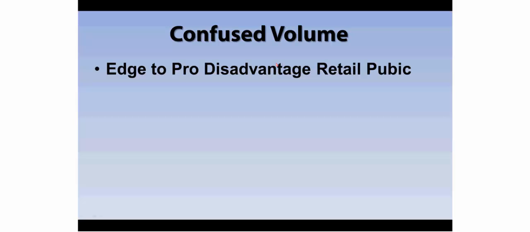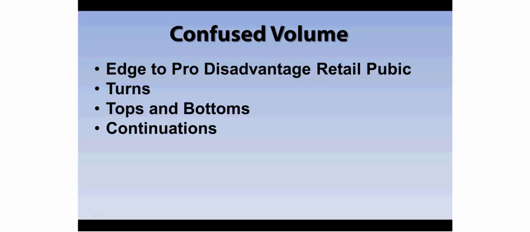You have to be very, very cautious on low volume moves because you can get some erratic moves. It's really good for turns. It's really good for tops and bottoms. Now, let's talk a little bit about confused volume. Confused volume, the edge goes to the professional and the disadvantage goes to the retail public. It's really good for trading turns, tops and bottoms, and continuations.